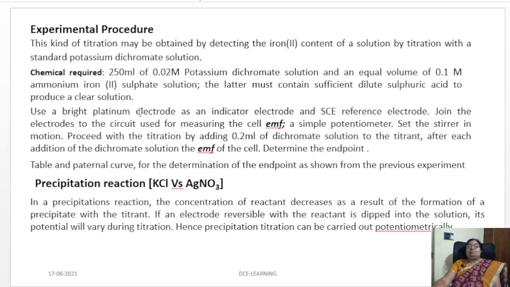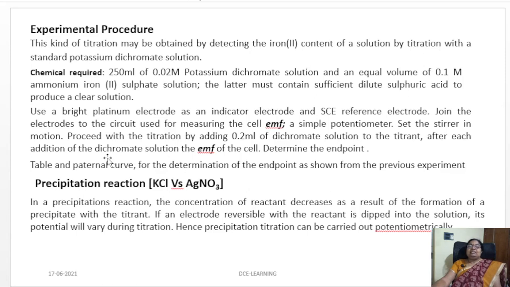Using a bright platinum electrode, which acts as an indicator electrode, and the calomel electrode as a reference electrode, join these electrodes to the circuit using a potentiometer for measuring the EMF of the cell. Set the stirrer in motion. Proceed with the titration by adding 0.2 ml of dichromate solution to the titre.